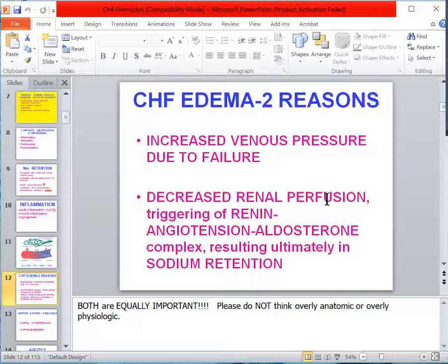Once you have decreased renal perfusion, it triggers the renin-angiotensin-aldosterone axis, which ultimately results in sodium retention and potassium excretion. So these are two reasons for edema in heart failure. And edema is one of the three main things that are present in basically all types of heart failure. Okay?